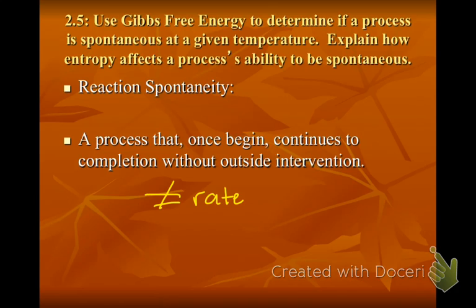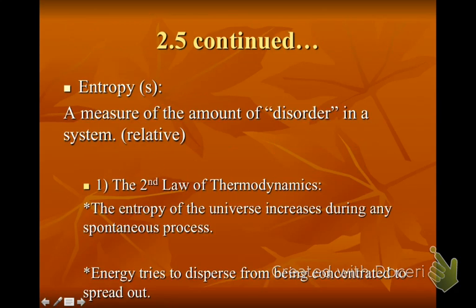So what we're going to do is use some different variables to decide if a process is or is not going to be spontaneous at a given temperature. And to discuss that, we need to talk about a new term, which is called entropy. Entropy is simply a measure of the amount of disorder in a system relative to something else.